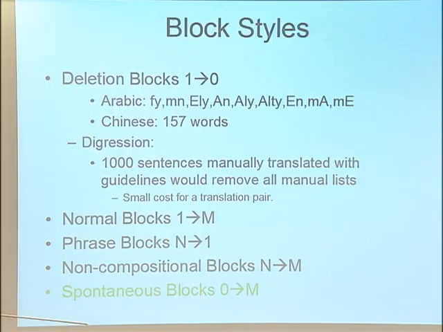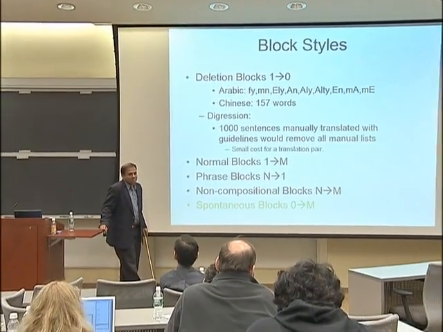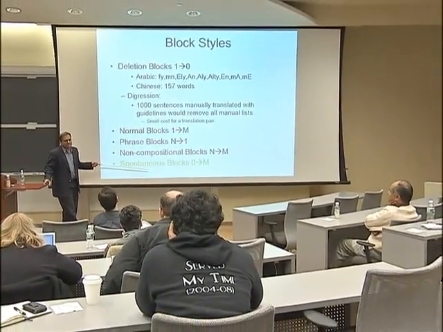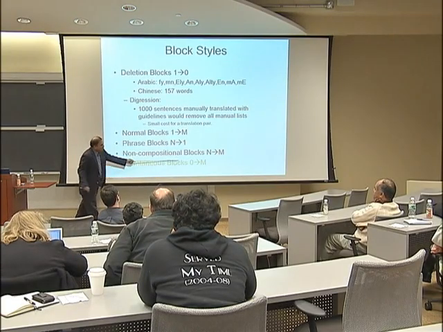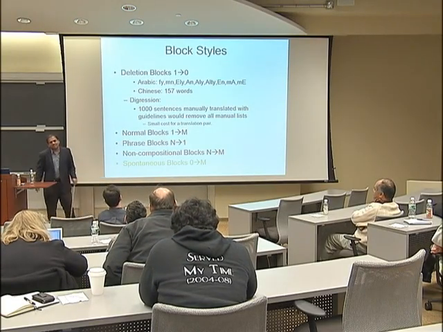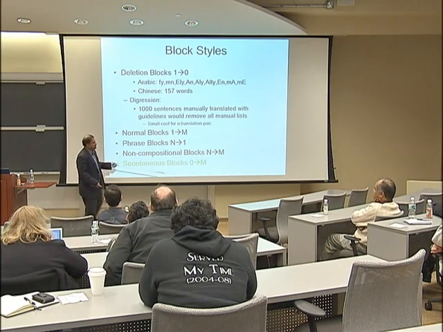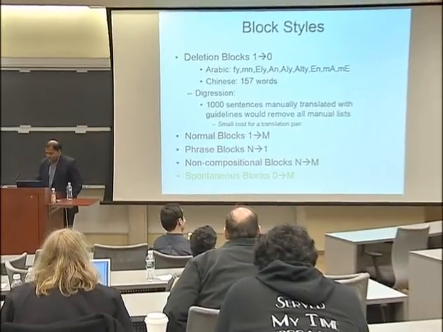The M and N can be as large as you need them to be in your system. I'll have some histograms of the sizes, but there's no real restriction. I think 12 or something like that. And then there are spontaneous blocks. There's nothing on the source side, but we need to produce some target. So this is like the determiners, the, in the, and so on.